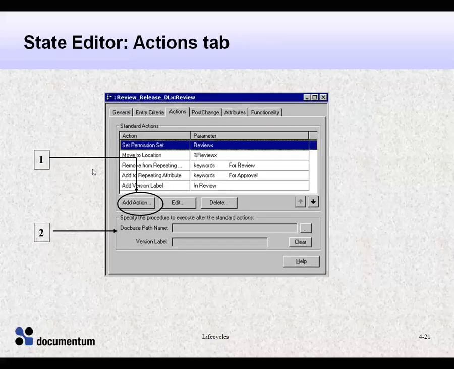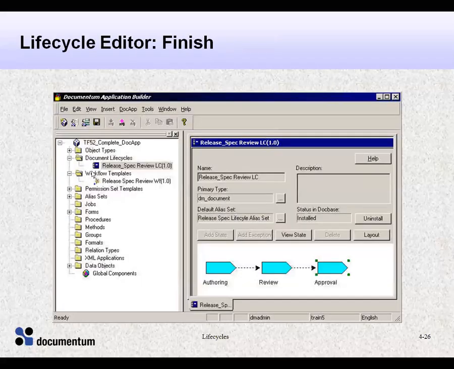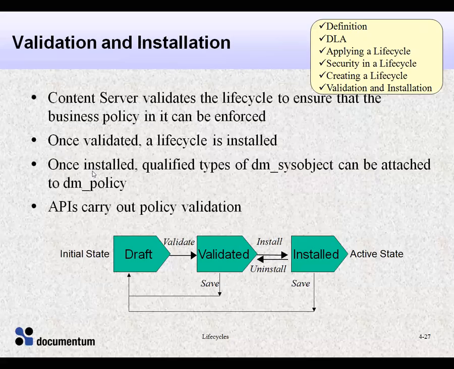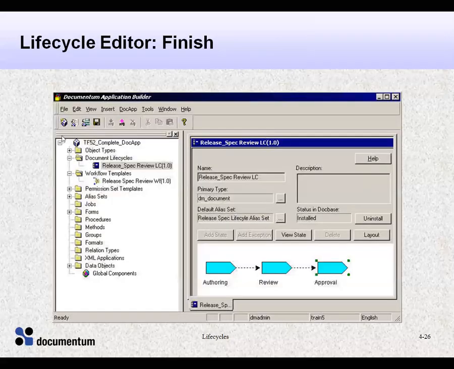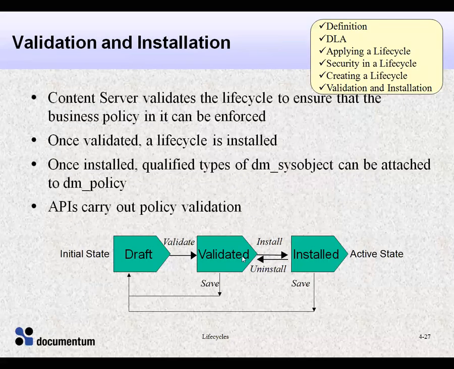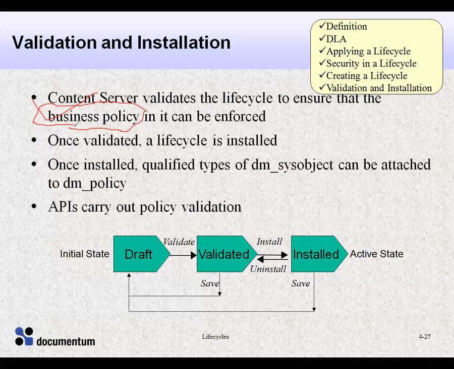Correct. So once we create a life cycle, we create it in Composer. Sometimes we call a life cycle a business policy. Both are the same thing: life cycle is equal to business policy. It means we create a policy object, dm_policy, right?